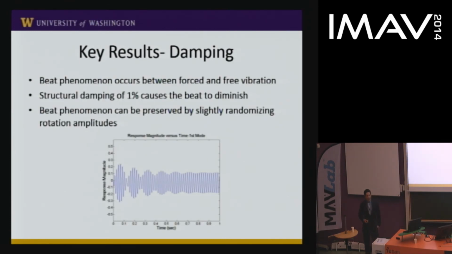So a second factor we'll look at is damping. Now, the beat phenomenon is basically, like I mentioned, the interaction between the free vibration and the forced vibration of the wing. The forced vibration being that generated by the Coriolis force. So in general, structural damping tends to cause free vibration to die out over time, which, of course, based off of this formulation, would cause the beat phenomenon to die out over time as well.